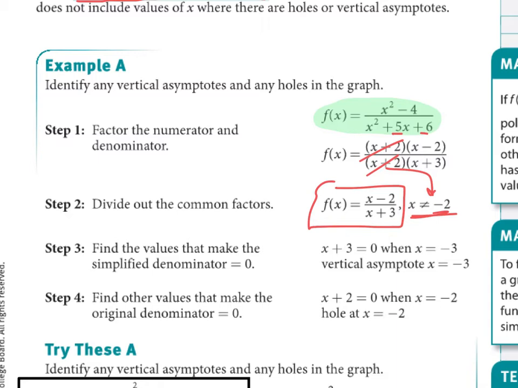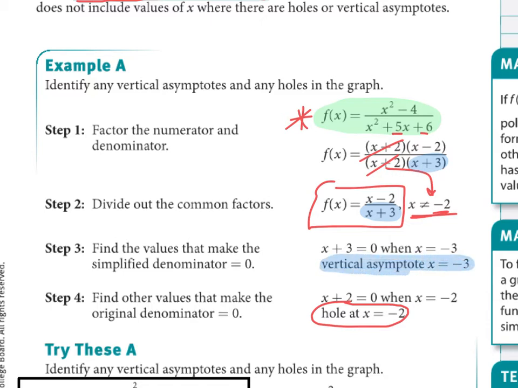Okay, and what ends up happening is that x equals negative 2, that's when you get the hole in the graph. Okay, when the factor cancels out, but it was there originally, right? It was in the original denominator. Negative 2 was still a value that would make it 0. That's when you get the hole in the graph. But the x plus 3, once we simplified, the x plus 3 was still there. That's when you get a vertical asymptote.